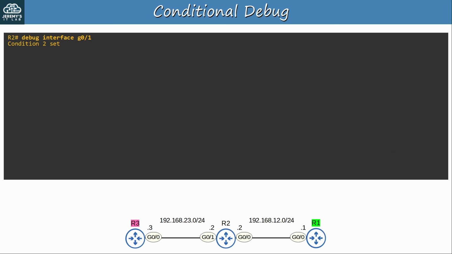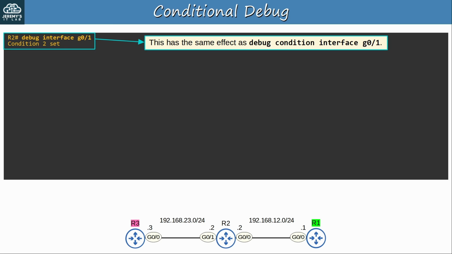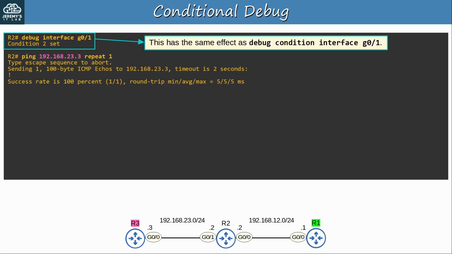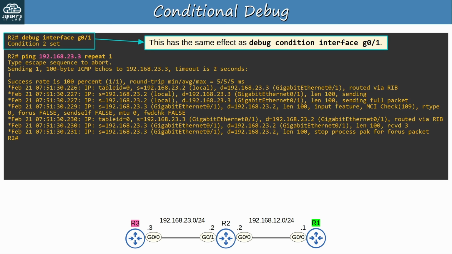Next, I use the command debug interface G0/1, and it says condition 2 set. This has the same effect as debug condition interface G0/1. When specifying an interface as the debug condition, you can use either command, it doesn't matter. So I pinged R3 again from R2. And this time, debug messages were displayed, because I added the G0/1 condition. Remember, packets only have to match one of the debug conditions. They don't have to match all of them.